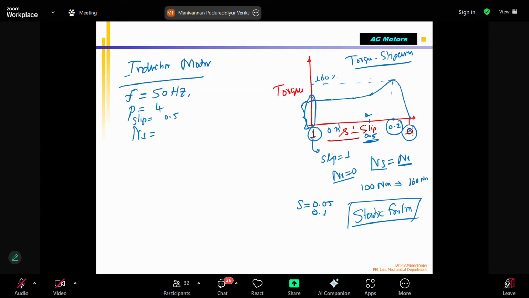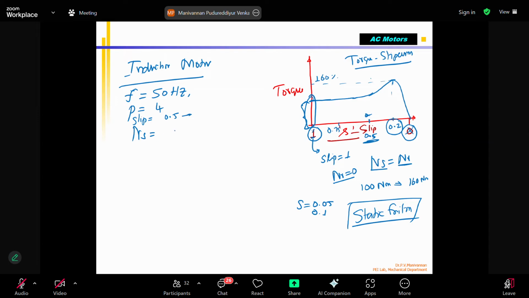Slip never becomes 0, correct? It will be 0.05, 0.02, or 0.01, something like that. But it can go up to 1. 1 means that the rotor is not rotating. At starting condition, slip equals 1. So now I can give any slip value, 0.2, 0.5, 1, and you can automatically find it.